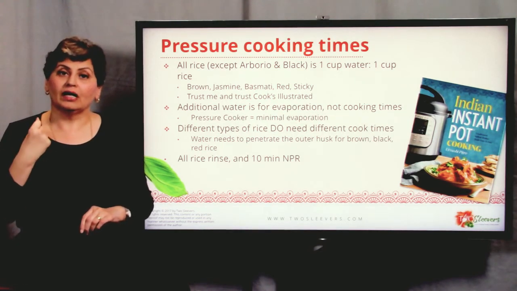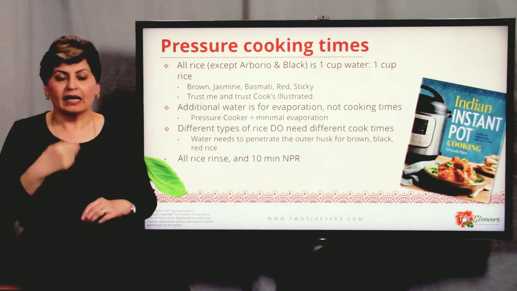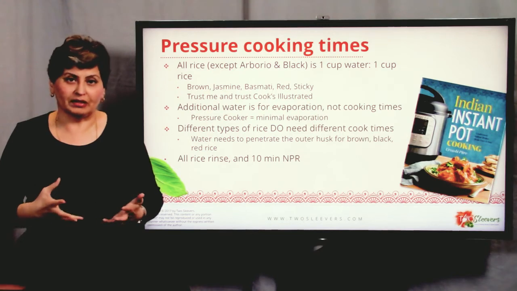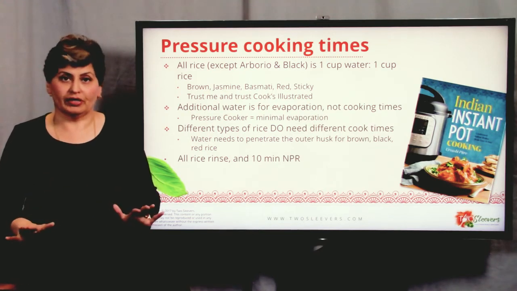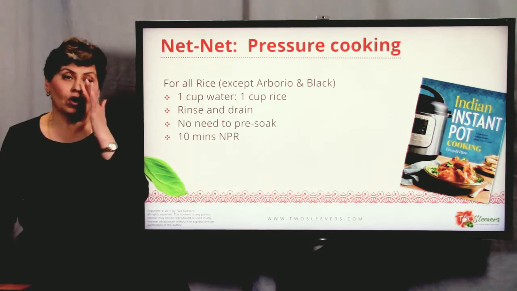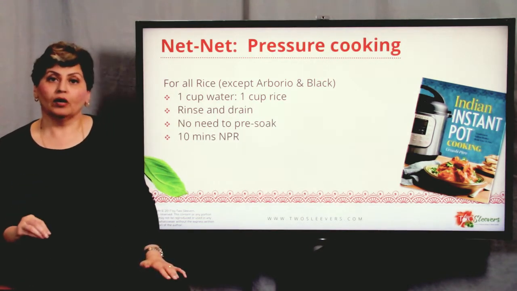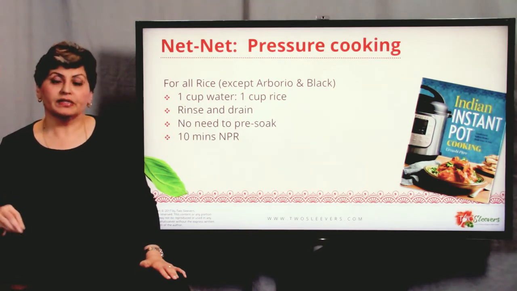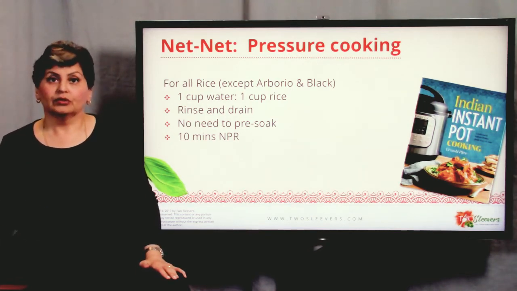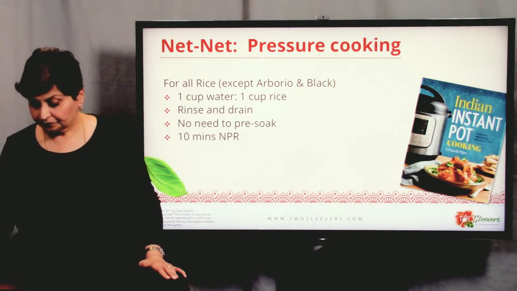So if you are in a hurry, your rice is probably going to have a really hard kernel on the inside, and it may not have absorbed all the water, so it'll be a little bit mushy. You're not going to get good rice. So be patient and let it steam. Okay, so basically for all rice except arborio and black, the things to remember in a pressure cooker: 1 cup water, 1 cup rice, rinse and drain before you cook, no need to pre-soak, and you want a 10-minute NPR.